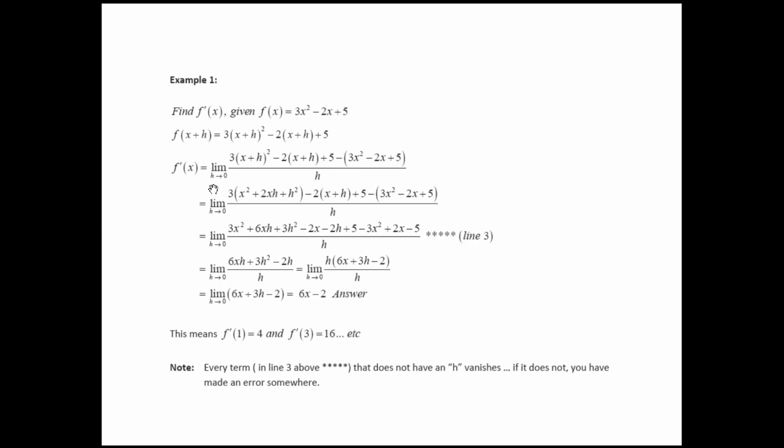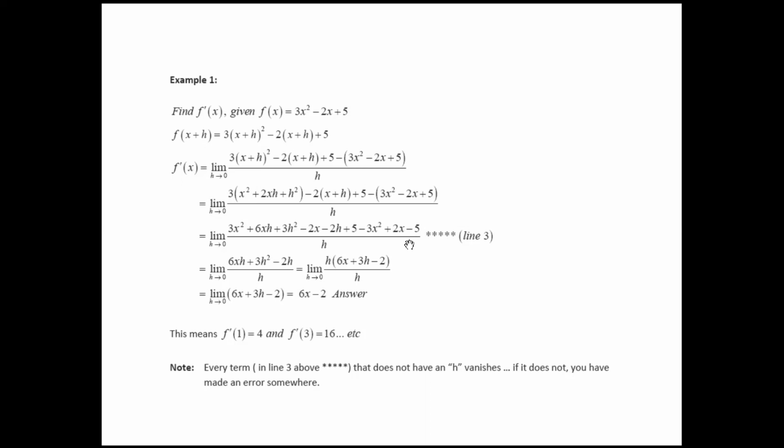Okay. First thing I'm going to do is I'm going to square this. And that's all I'm doing to this line. The difference between this line and this line is I've squared x plus h. And now I'm going to multiply everything by 3, everything here by minus 2, and everything here by -1 makes that -3x squared. Minus a minus is a plus, minus a minus is a plus.